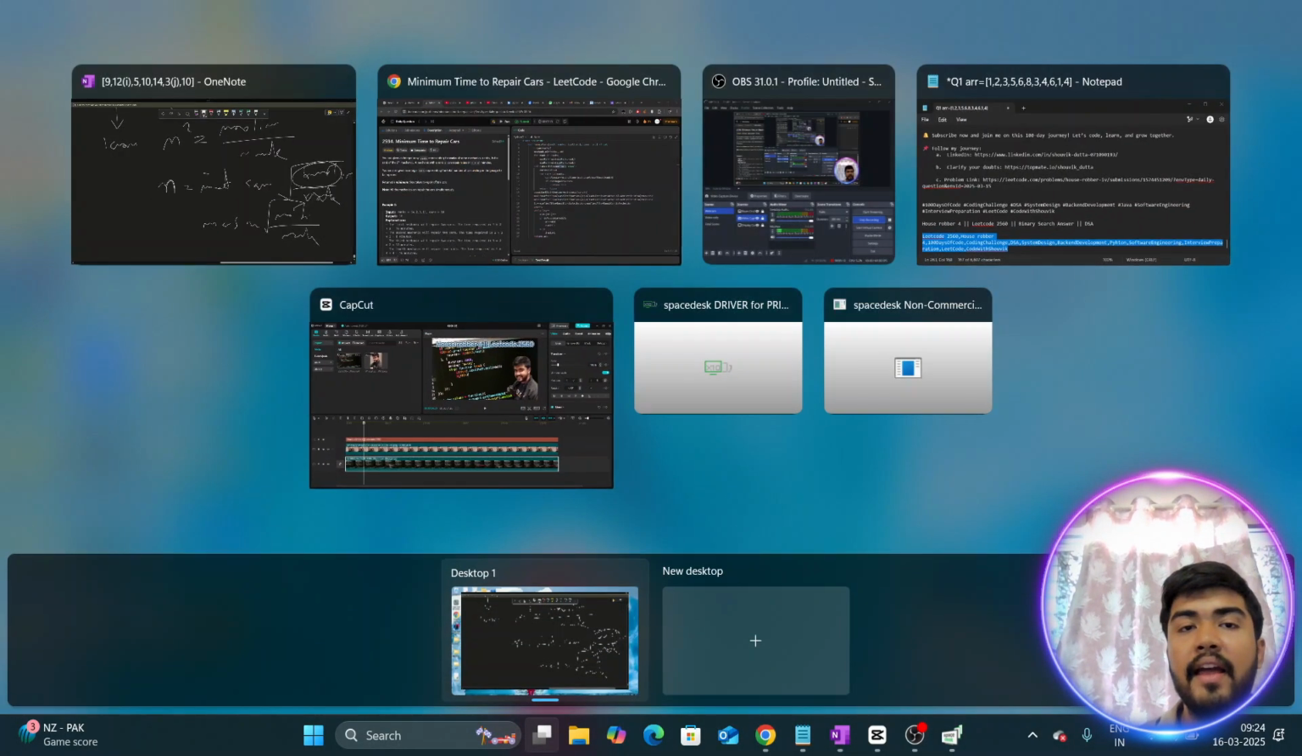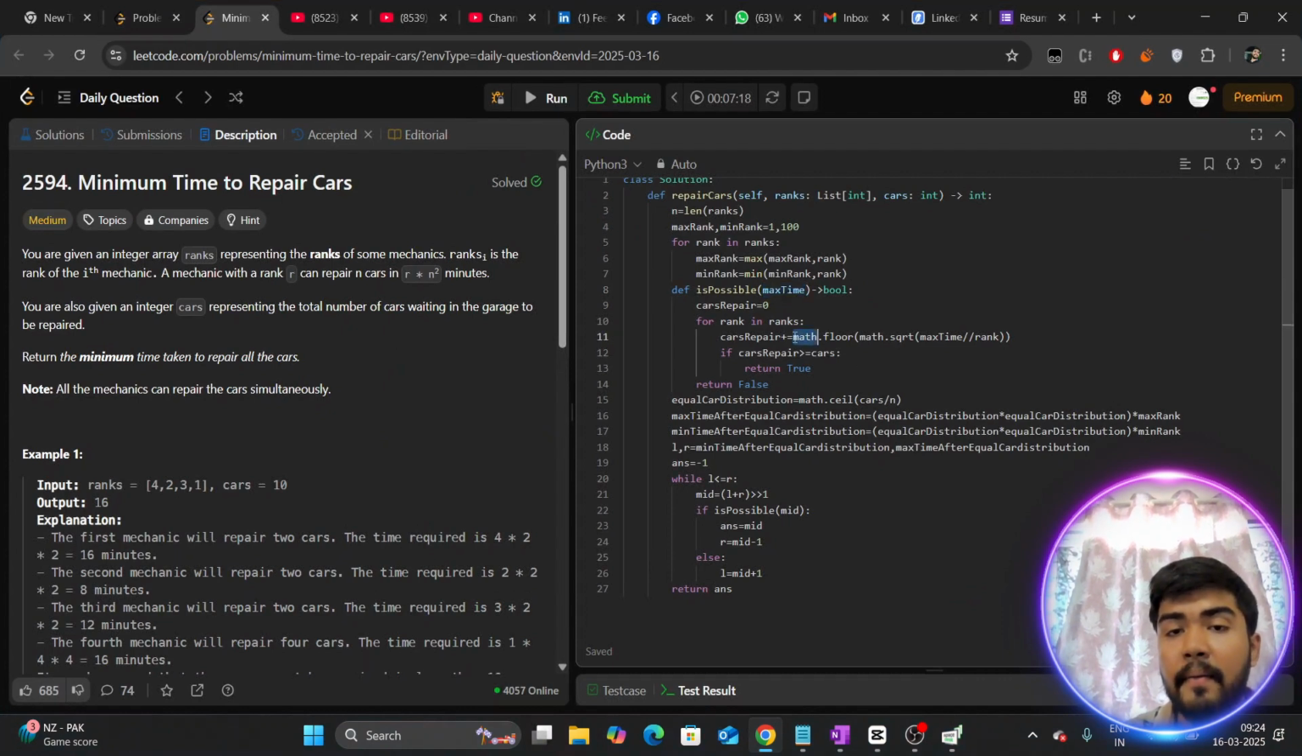So exactly the same thing I think I have written over here. Obviously we have to take the floor. Let's suppose a particular mechanic is doing some portion of a car and is basically left off, then we are not going to assign the entire car to him. So I am being greedy because I have the max time. So I am taking integer division. I am giving max time divided by rank, that we just saw in the OneNote explanation, and I am doing the square root.